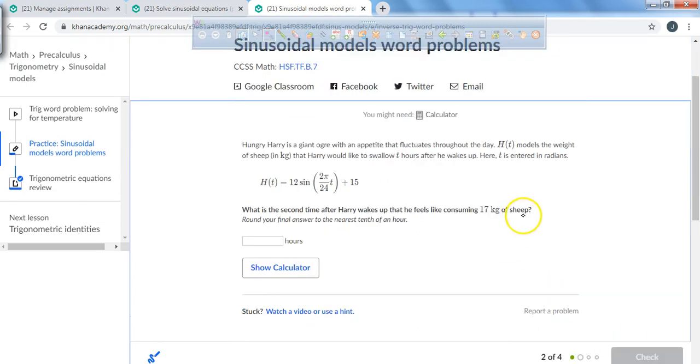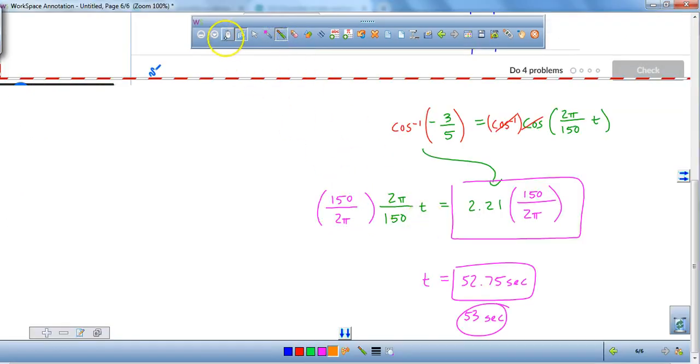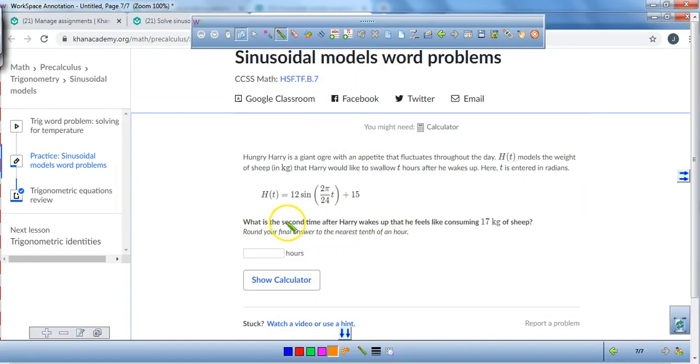All right, three more. Hungry Harry is a giant ogre with an appetite that fluctuates throughout the day. H of T models the weight of sheep that Harry would like to swallow T hours after he wakes up. Here, T is entered in radians, so we have our function. What is the second time after Harry wakes up that he feels like consuming 17 kilograms of sheep? Not the first time, but what is the second time after it?